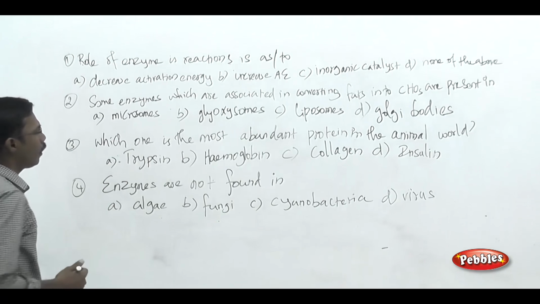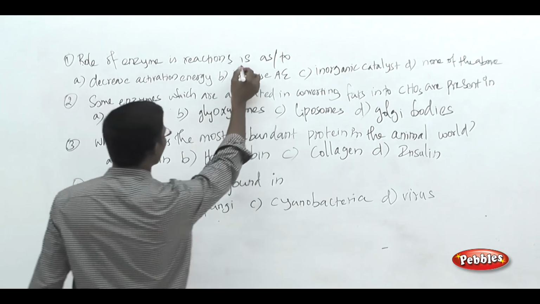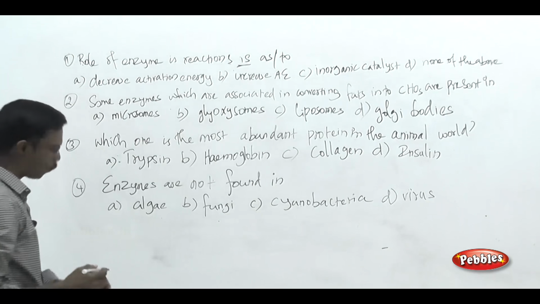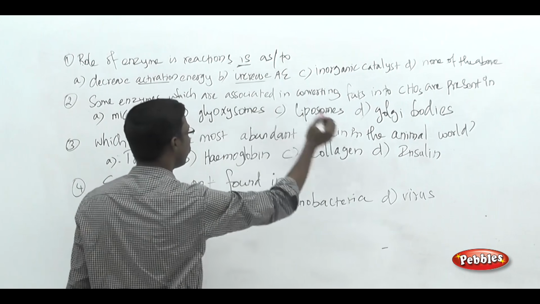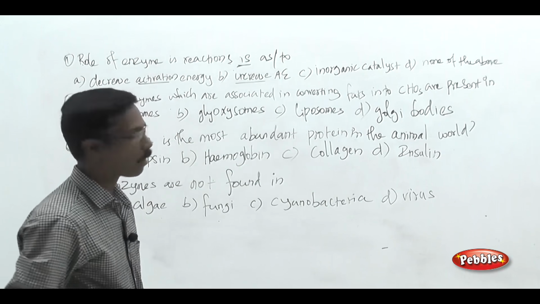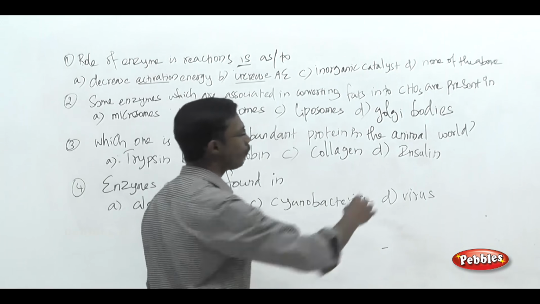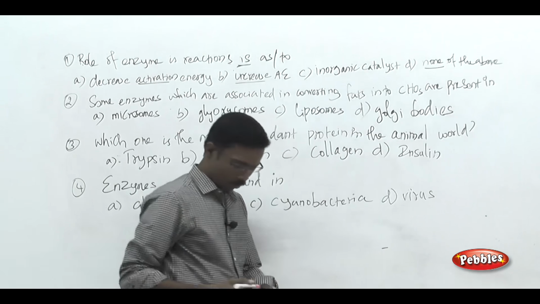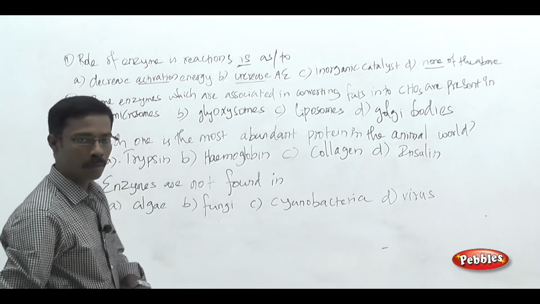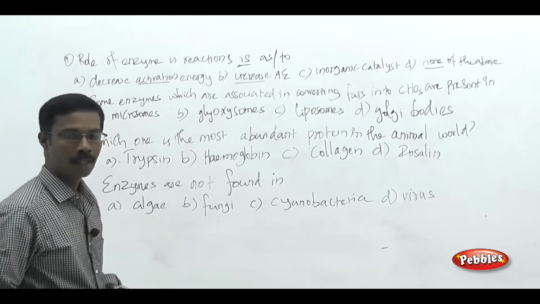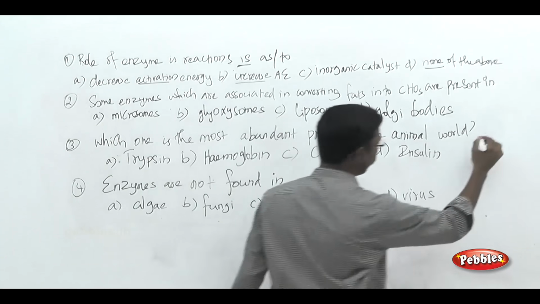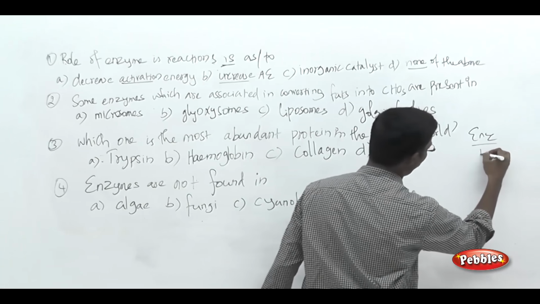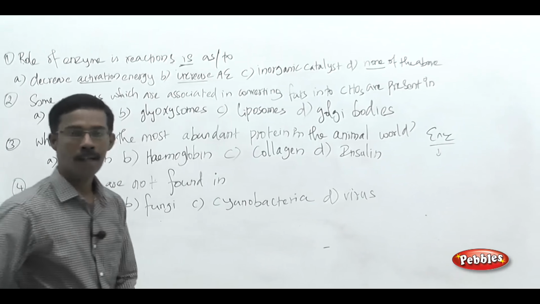The role of enzyme in a reaction is, okay, there are four choices for you: decrease activation energy, increase activation energy, as an inorganic catalyst, none of the above. For this question you have to recall the enzyme function and how the particular enzyme works. So as I told you, what is the role of enzyme? Enzyme acts as a catalyst.